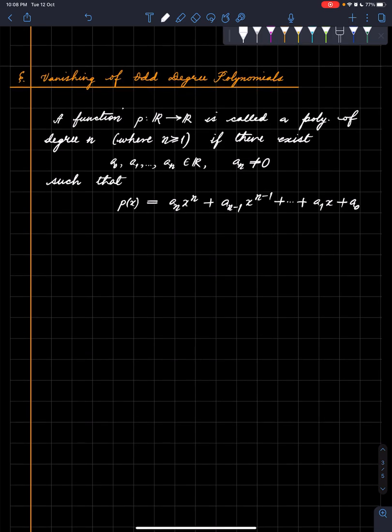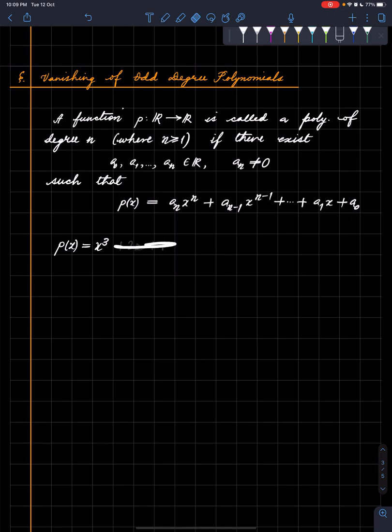So that's a polynomial of degree n, and we say that it is an odd degree polynomial if n is odd. This is called the leading term for obvious reasons, and just note that this is not allowed to be 0. An odd degree polynomial, for example, would be x cubed, by which I mean p of x equals x cubed. Then p is an odd degree polynomial because you have 3 here, and 3 is an odd number. If you add anything of lower degree, it still remains an odd degree polynomial.